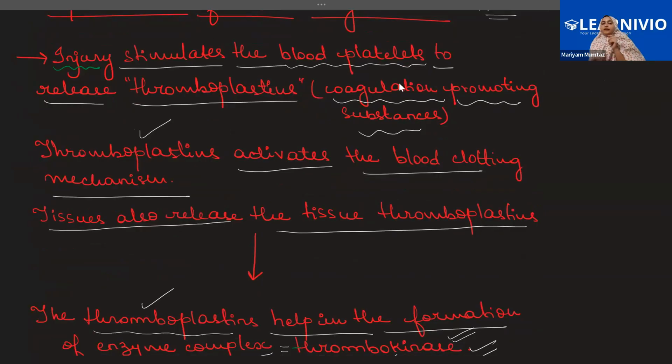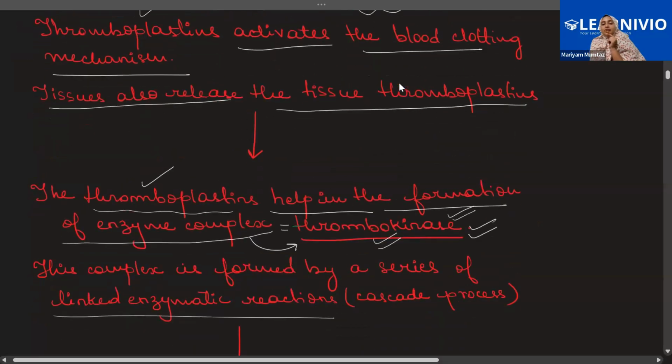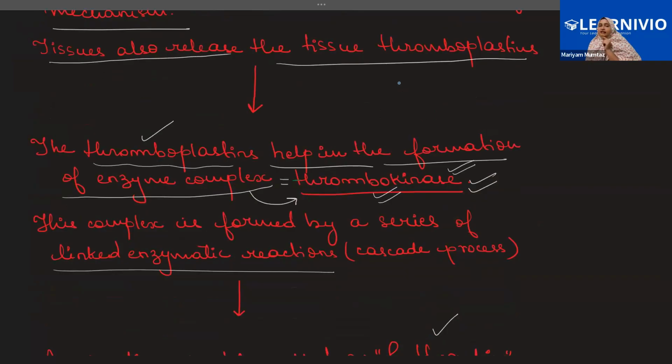Now first, the platelets release the thromboplastins. Now the tissues in that area, the area that got cut or wounded, they also release the tissue thromboplastins. So two kinds of thromboplastins are released. One is released by the blood platelets, the other is released by the tissue. Okay, this much is clear. Now the next, this thromboplastin helps in the formation of the enzyme complex called thrombokinase. Okay, this thromboplastin forms thrombokinase.